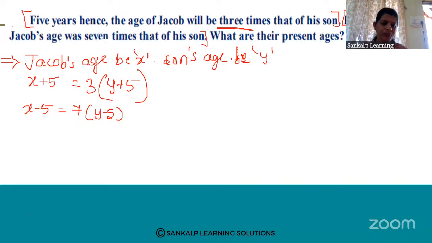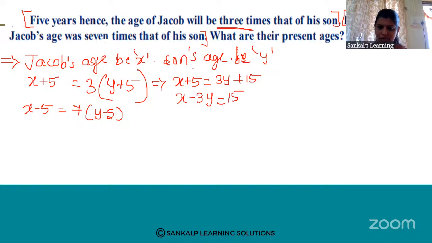So next, here X plus 5 is equal to 3 into Y, 3Y plus 3 fives are 15, right? X, transfer this 3Y to this side, so this is minus 3Y. 15, transfer this 5 to this side, minus 5. That means X minus 3Y is equal to 15 minus 5 is 10. So X minus 3Y is equal to 10. This is equation number 1.